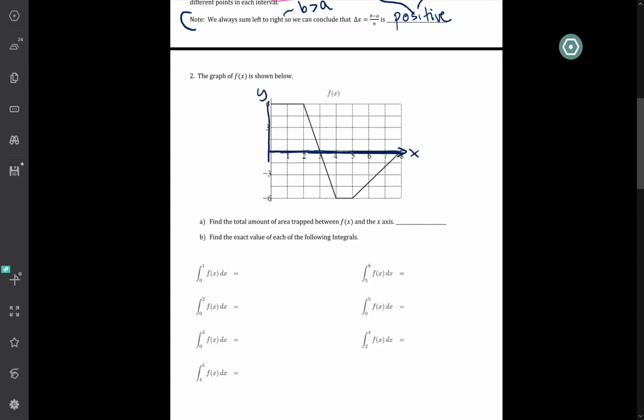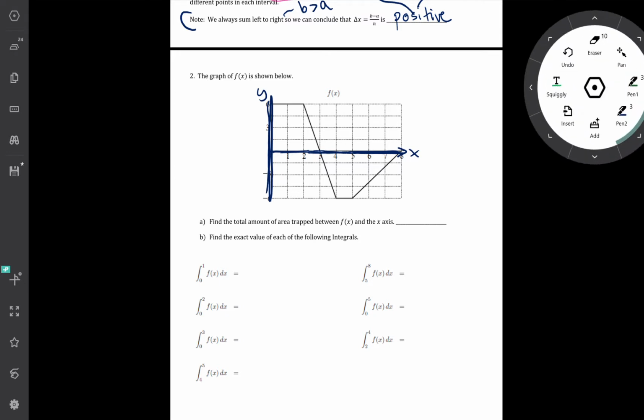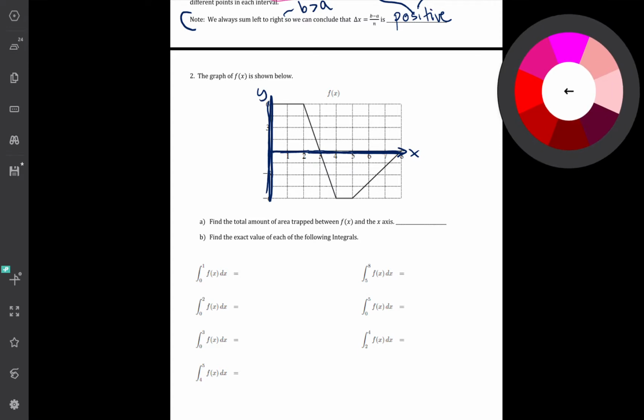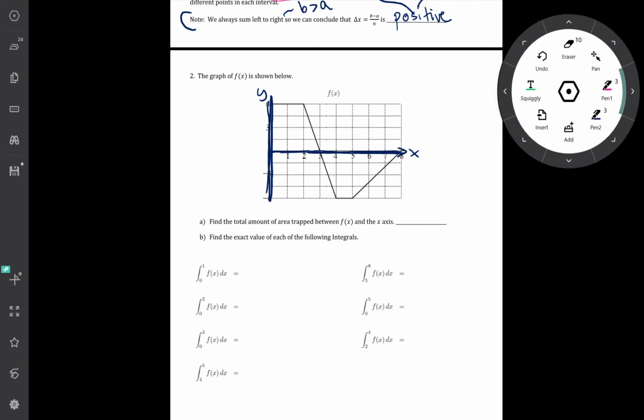This is my y-axis. Okay, so the first thing that we're asked to do, very first thing, is just an area question, and then we'll get into it a little bit more and start to pick apart how that's different from a definite integral question.